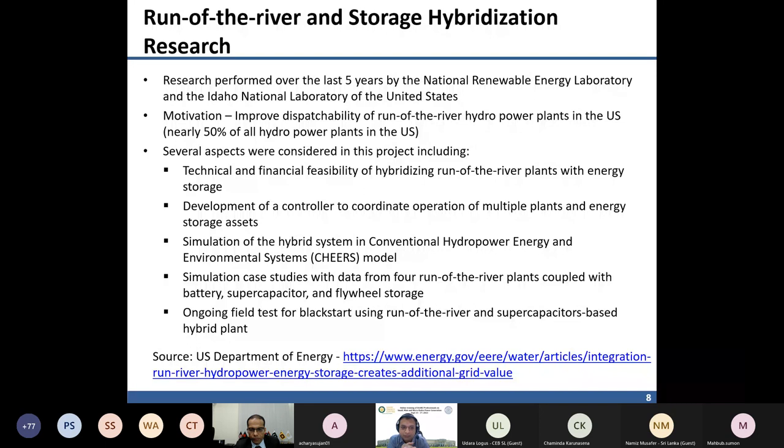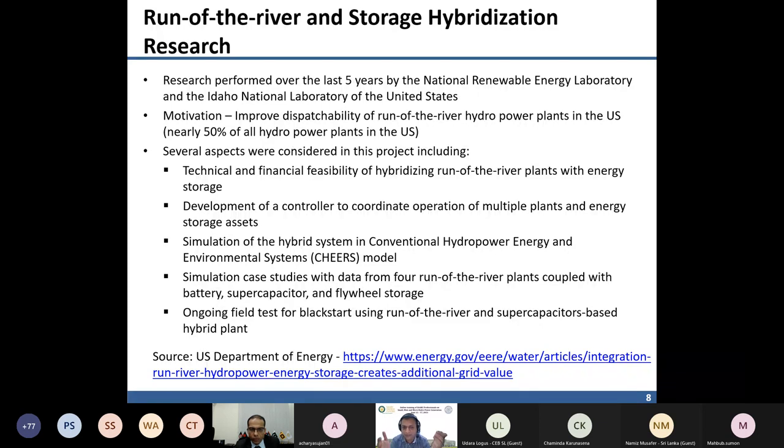So the first thing that they did was they looked at what is the technical and financial feasibility of hybridizing run-of-the-river plants with energy storage. Once that was done, they worked on developing a controller that could coordinate the operation of multiple run-of-the-river plants and storage assets and operate them together as a single resource.